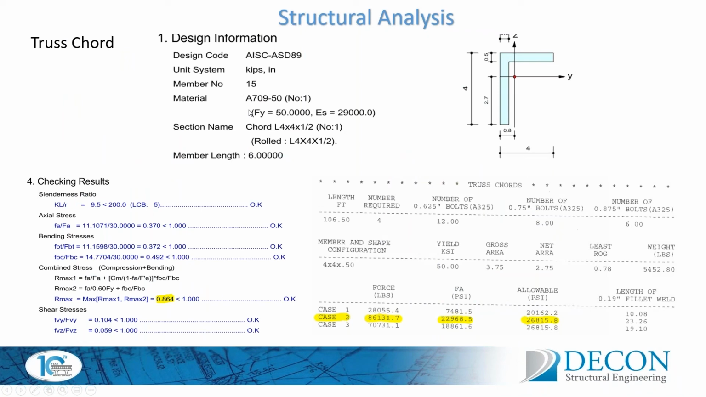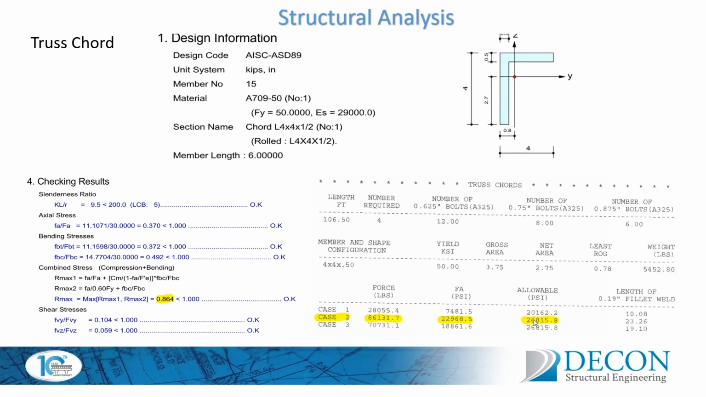This one actually proves the precision of our model. We were fortunate enough to get the original design calculations for the particular structures that we got from the clients when they were constructing it. So if you can see for the truss chords, the checking results, we got the combined stress ratio of 0.864. And this is the result output from the original design. So if we do the ratio, we get 0.857.